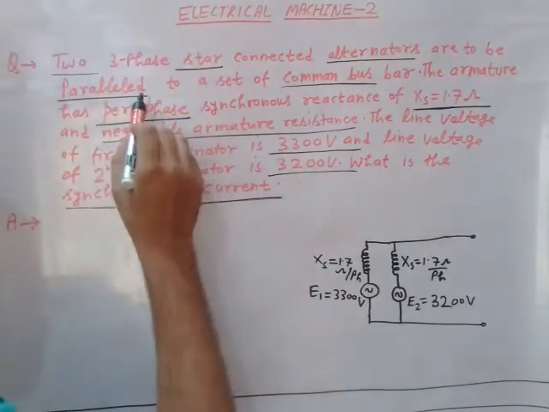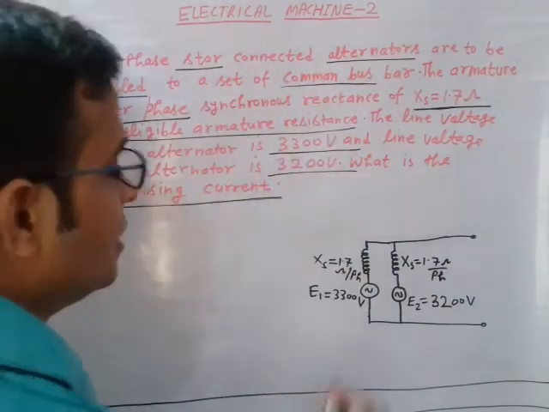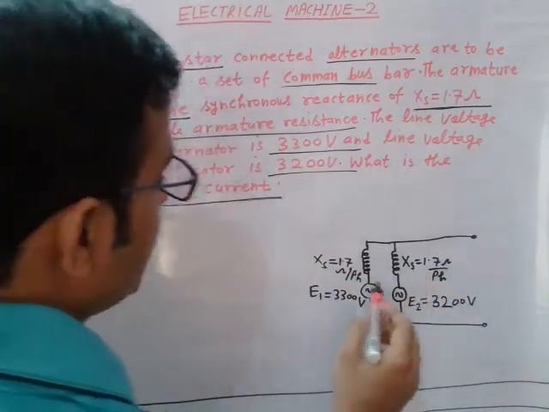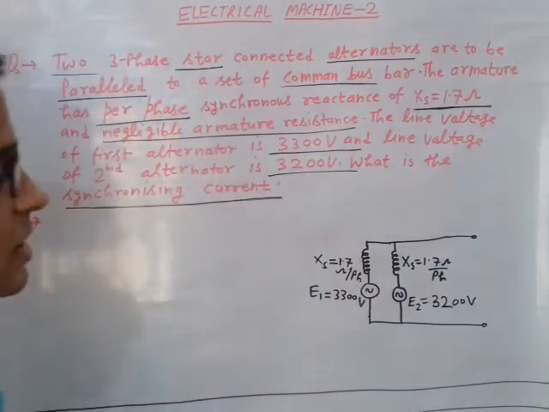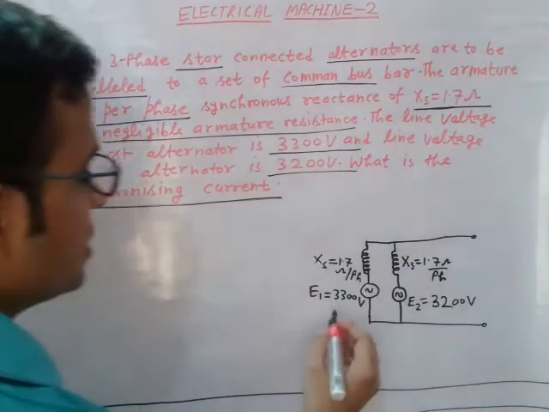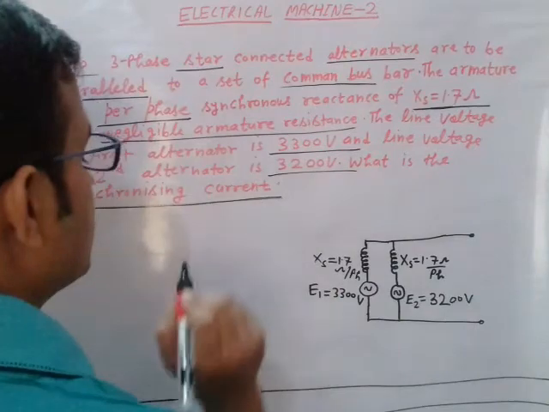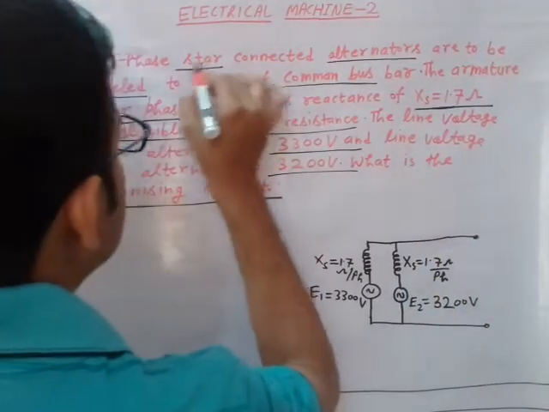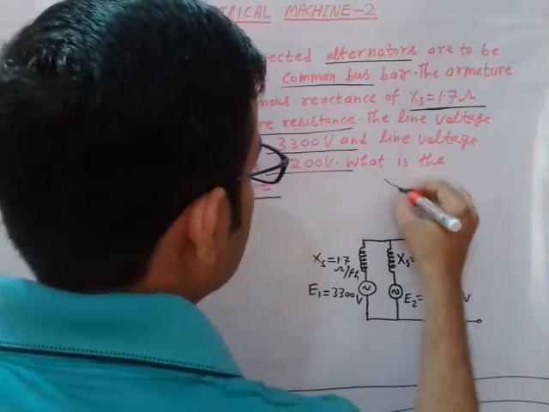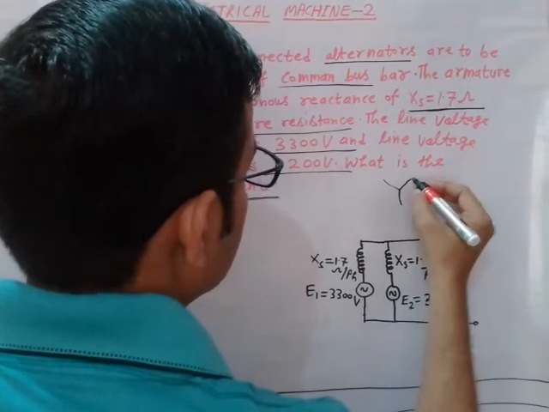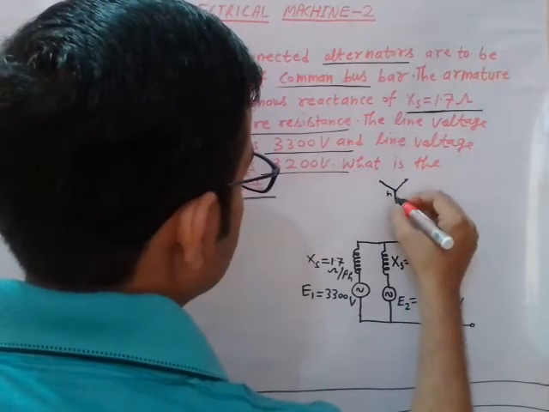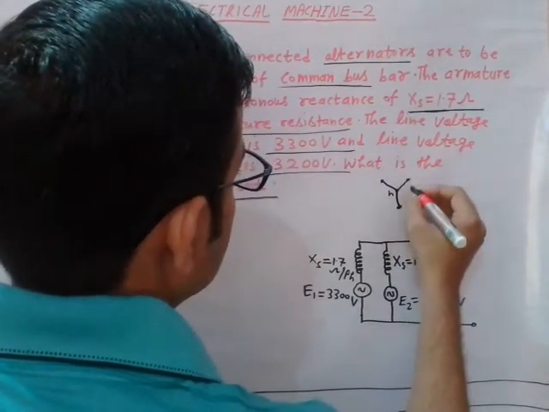Now see here, this is a star connected alternator. Xs is a winding parameter, synchronous reactance. It is the same for both, 1.7 ohm per phase. It is given as a phase value, but these voltages are line values. So first of all, convert these line voltages into phase voltages. Both the alternators are star connected, and for a star system, line voltage is root 3 times the phase voltage.